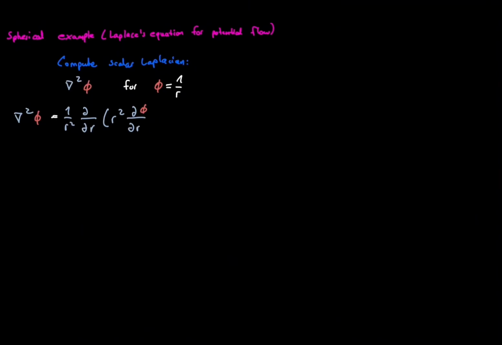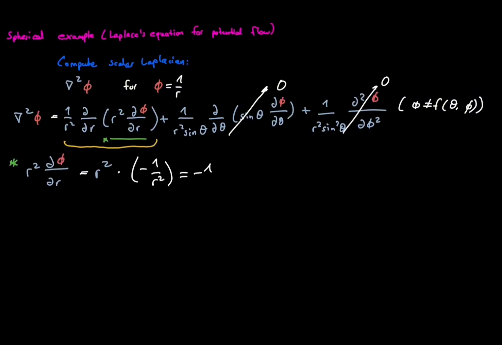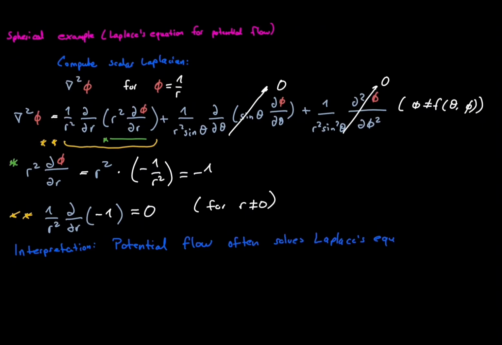In spherical coordinates, let phi equal 1 over r. Differentiate to get minus 1 over r squared. Multiply by r squared and differentiate again. The result is 0 for r not equal to 0. This is Laplace's equation, fundamental in potential flow.